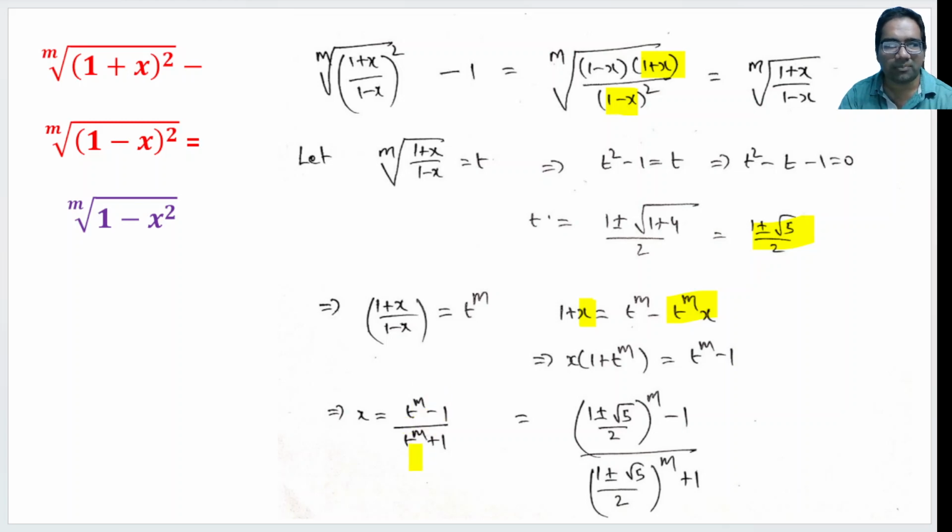What is our t? t is 1 plus or minus root 5 by 2. t has two solutions, so let us substitute that t here. That means x has two solutions: x equals (1 plus or minus root 5 by 2) power m minus 1 by (1 plus or minus root 5 by 2) power m plus 1. We can take the plus sign one time and the minus sign one time. So we have these two solutions depending on m.